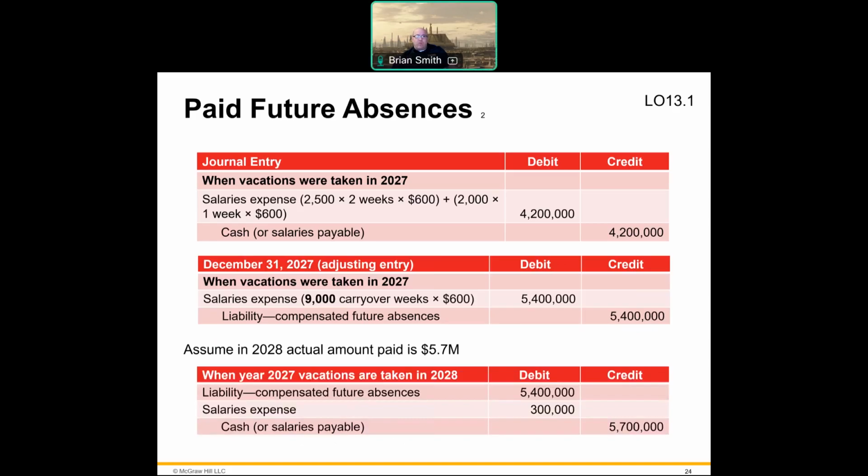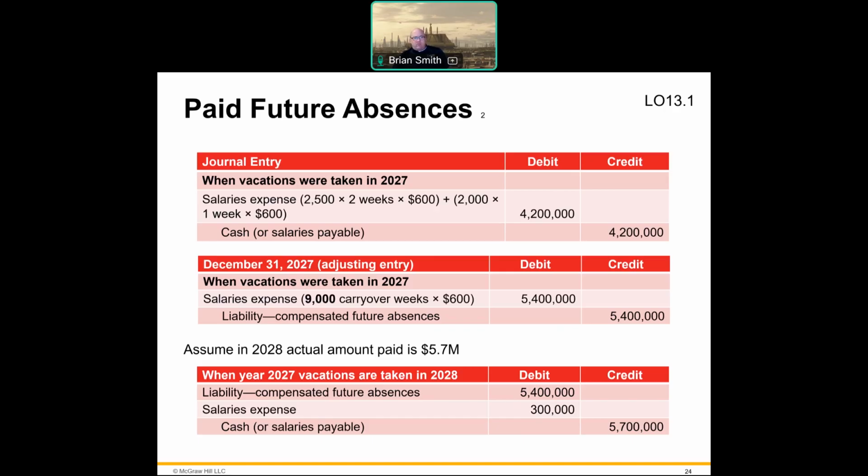Okay. So for the journal entry, when the vacations were taken, we debit salaries expense and credit cash. We pay them on their paycheck. It's part of salaries expense. But when the vacations were taken in 2027, that doesn't make sense. So we just said that. I think what they meant to say was when vacations were not taken in 2027, what happens.